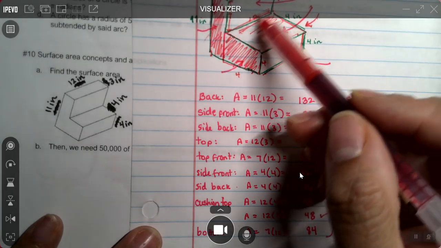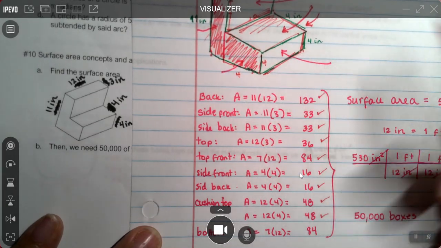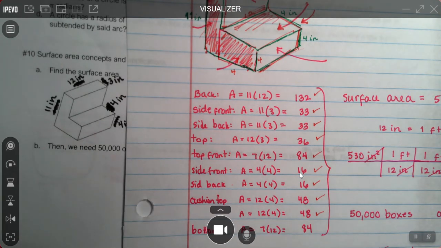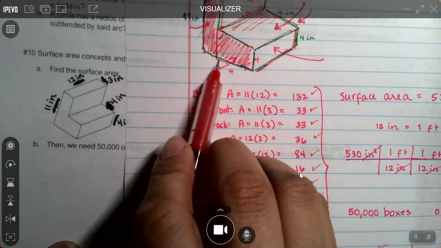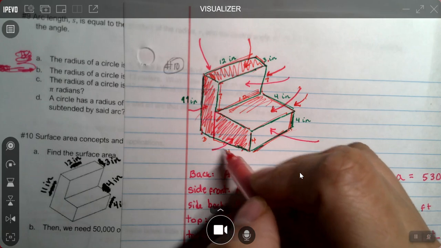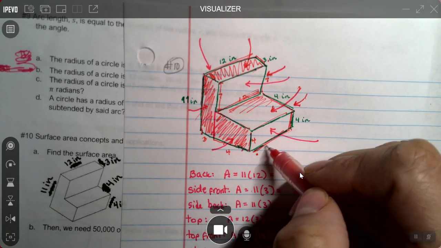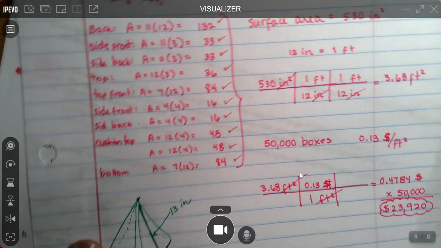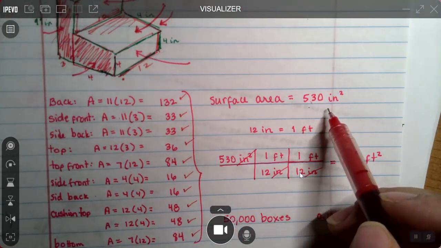Then the whole base, right, the whole base is, oh yeah, because this is 4, and since that's 3, and that's 3, 3 plus 4 is 7, so 7 by 12 is the bottom, and when I added them all together, I got 530.